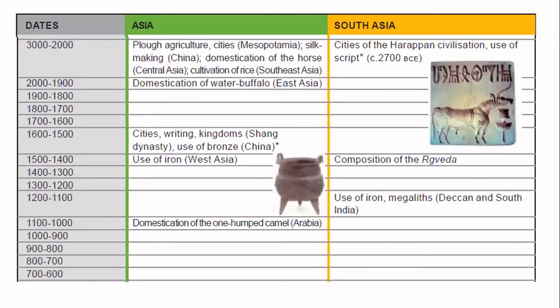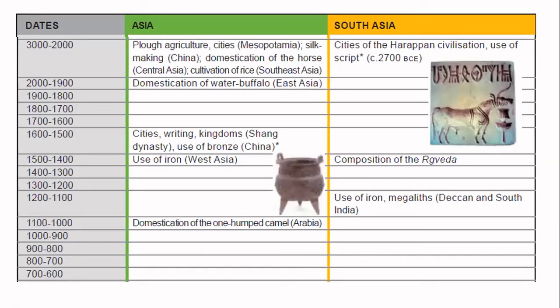In West Asia and South Asia, 3000 to 2000 years ago, we see plow agriculture. We see cities like Mesopotamia. We see silk making in China. We see domestication of horses in Central Asia and cultivation of rice in Southeast Asia.